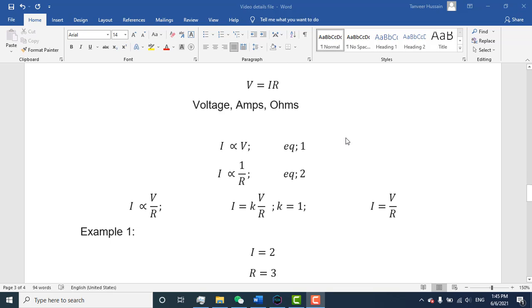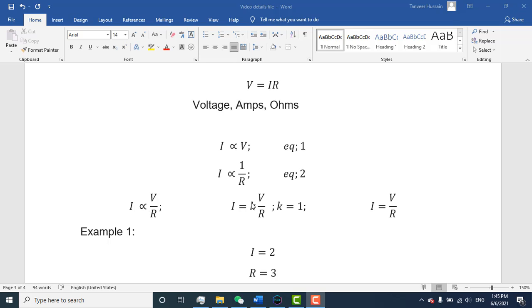Here let's see the relation between voltage, current and resistance. Current is directly proportional to voltage and current is inversely proportional to resistance. So if I combine equation 1 and equation 2, I can write that current I is proportional to V by R.